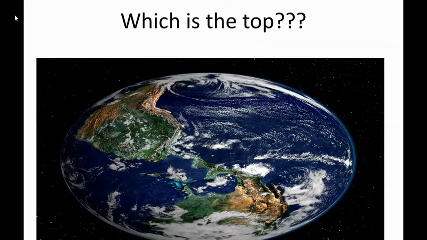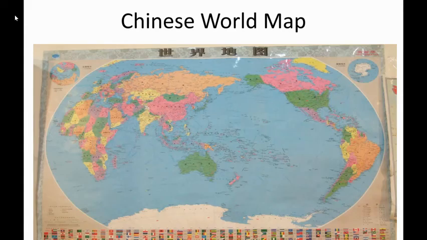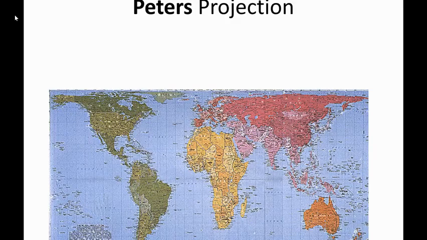And so really, again, there really is no top or bottom out in space, because there is no top or bottom. Here's an interesting way to look at the world. Here's the Chinese world map. You can see there that we're pushed way off to the right, and now you can see that for the Chinese map, they're smack dab in the center.